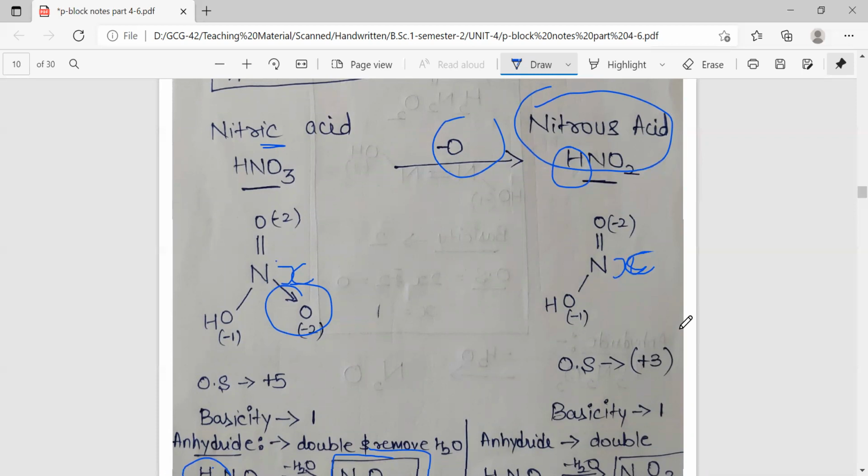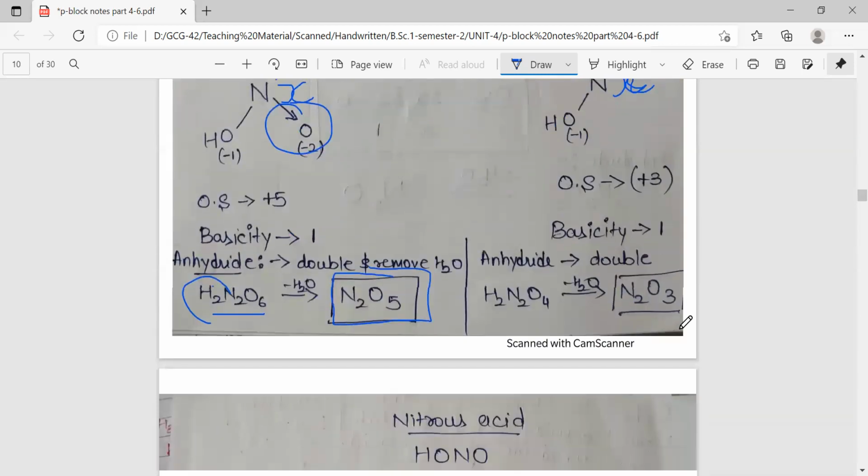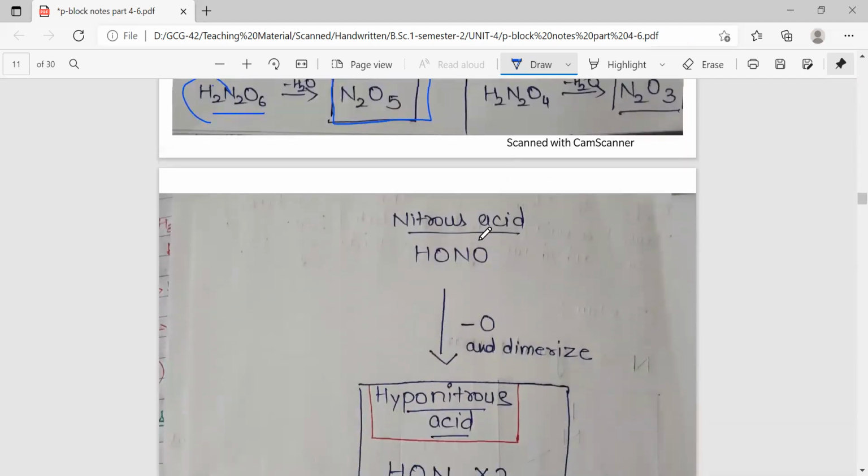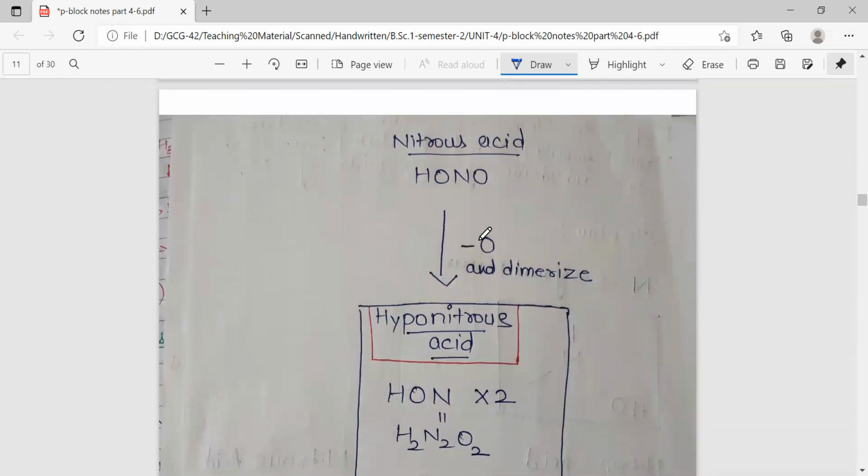So nitric acid will give us nitrous acid by just removing one of the oxygens. Now we have nitrous acid. We'll see how we can generate other acids from it. If we remove one further oxygen from nitrous acid, we'll get hyponitrous acid. We get the prefix hypo with nitrous acid when we remove one of the oxygens. So after removing one of the oxygens, the formula is going to become NOH.